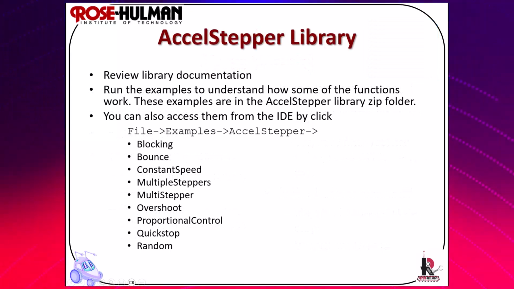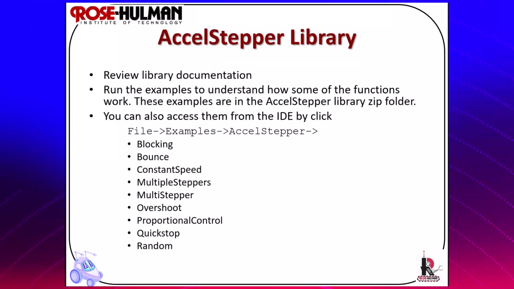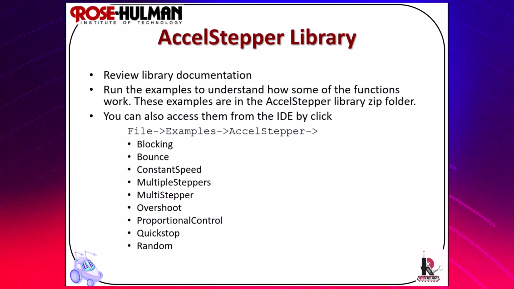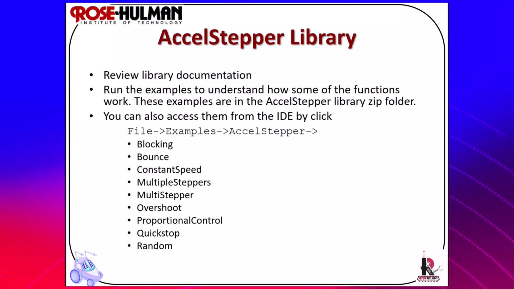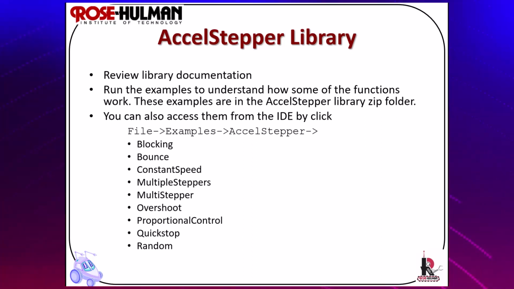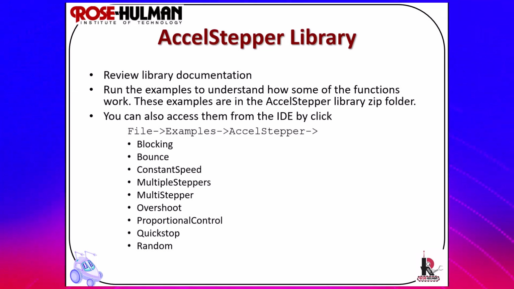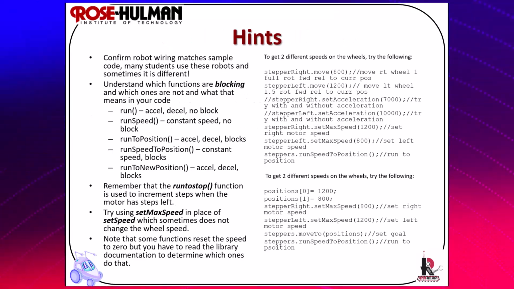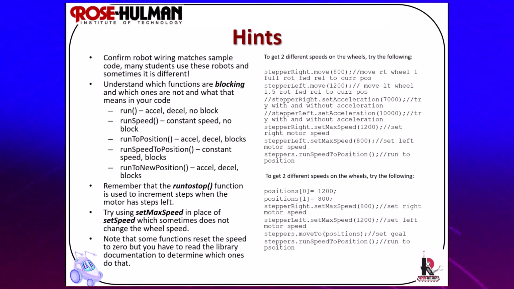So next, let's talk a little bit about the AccelStepper library. Along with the step stick, this is the library you're going to use in order to move the motors on your robot. So to understand more about the library, you should review the documentation, run several of the examples that I have created along with the ones that come with the library, in order to understand what it means to be blocking, bouncing, constant speed, multi-steppers, overshoot, proportional control, quick stop, or the random functions inside of the library. So here are a few more helpful hints along with the ones I've already given you to help you to be successful at Lab 1.